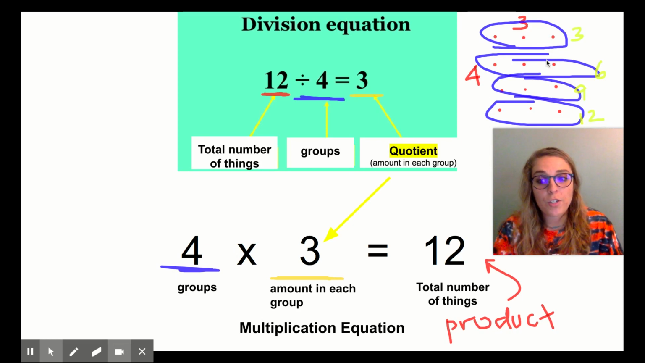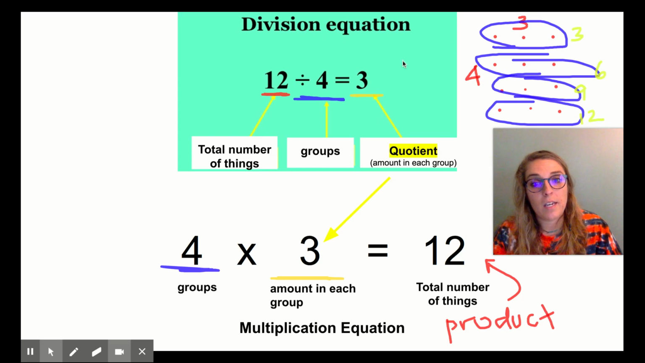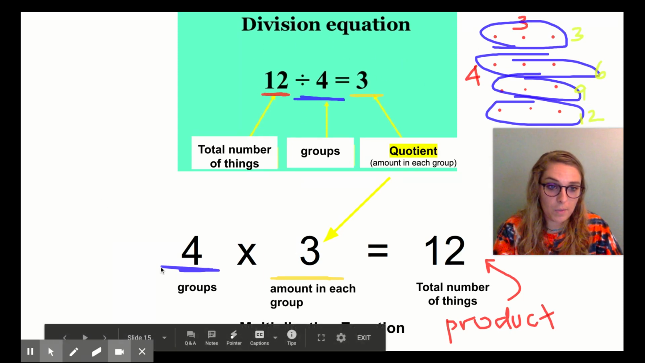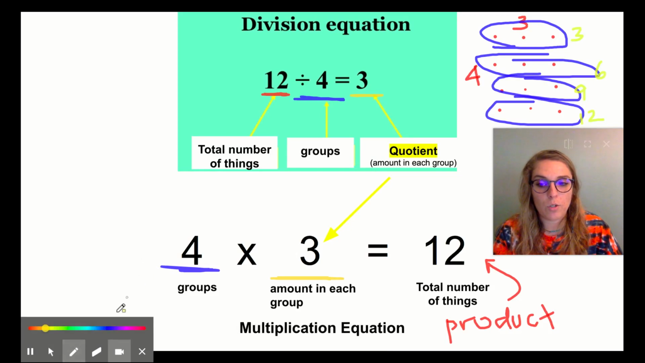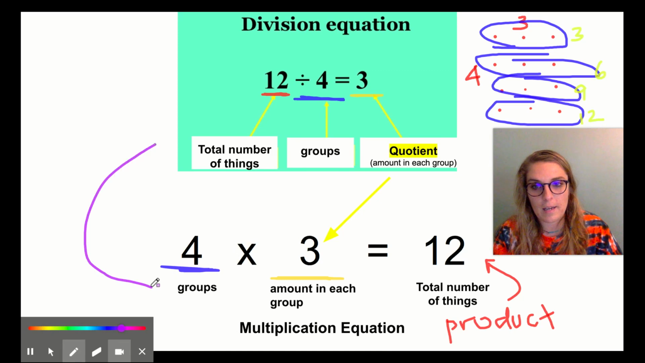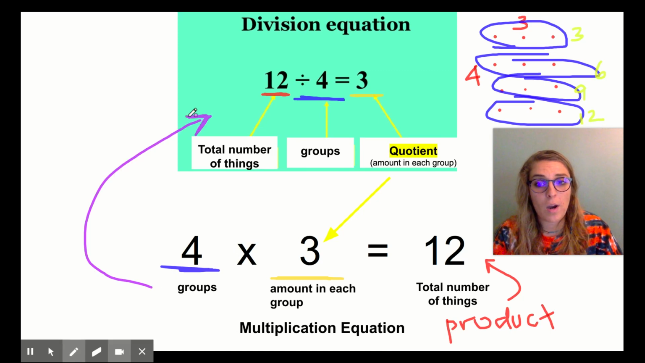In your second practice assignment, you're also going to be seeing either a division equation, and it's your job to translate it into a multiplication equation, or you'll see a multiplication equation, and it's your job to translate it into a division equation. I'm going to show you exactly what this is going to look like in a practice account.